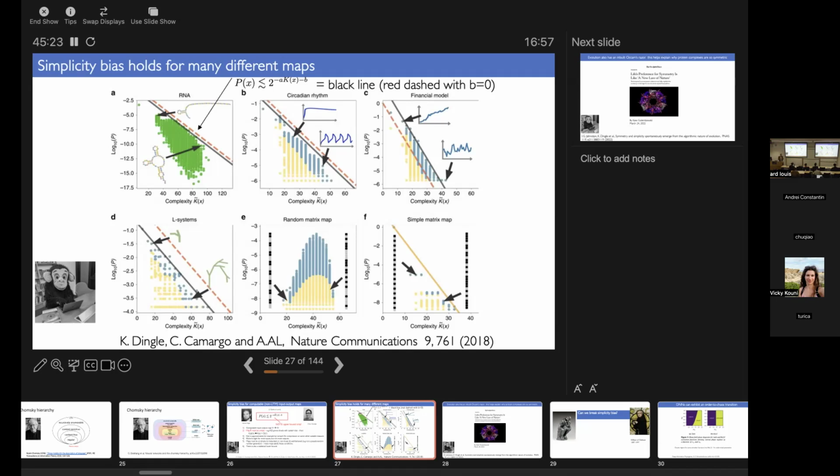You can think of a whole bunch of other input-output maps of that nature that all have this property: if you randomly pick inputs and ask how likely you are to make particular outputs, you need a many-to-one map. And then you'll find that simpler things are more likely to appear. So here's a model for circadian rhythms, which is a bunch of 10 coupled differential equations. And if you randomly pick the parameters of that, you're much more likely to get simple behavior than complex.